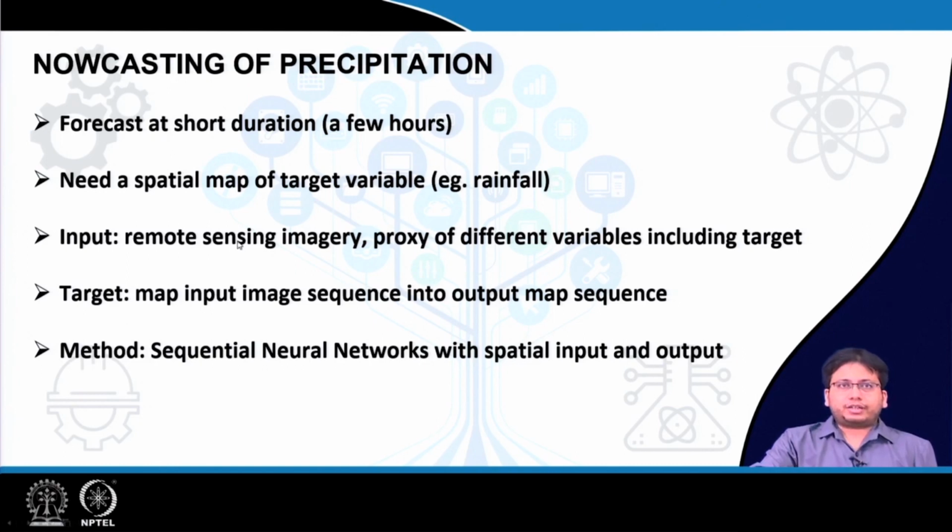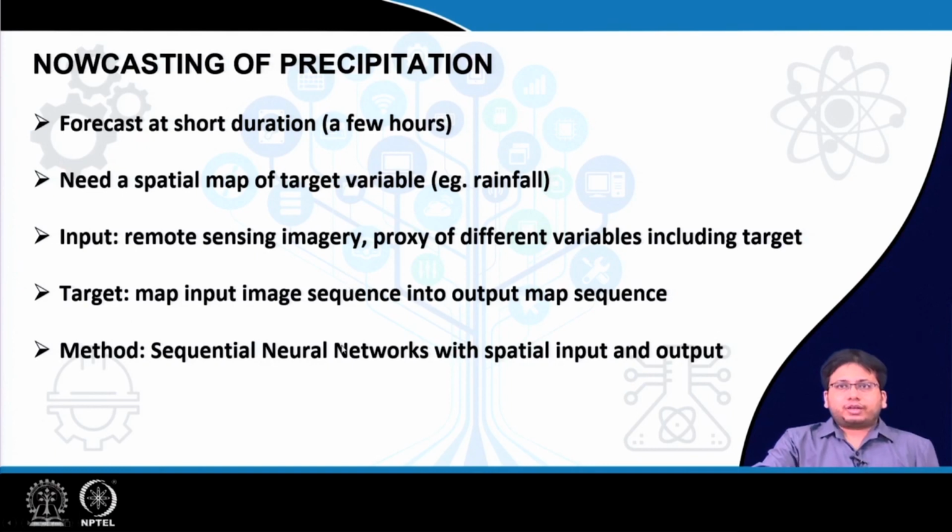However, in this case, unlike some of the other nowcasting applications which we may have considered, we need a spatial map of the target variable. That is, at every location I should be able to estimate how much rainfall is going to happen after, say, 5 hours or something like that. So the input in this case is remote sensing imagery, which acts as a proxy of different variables, including maybe the target variable, that is the rainfall.